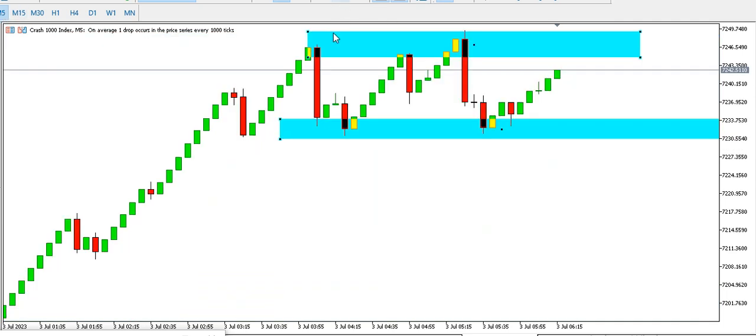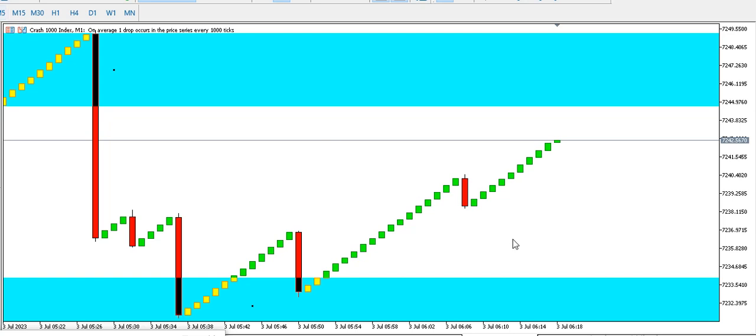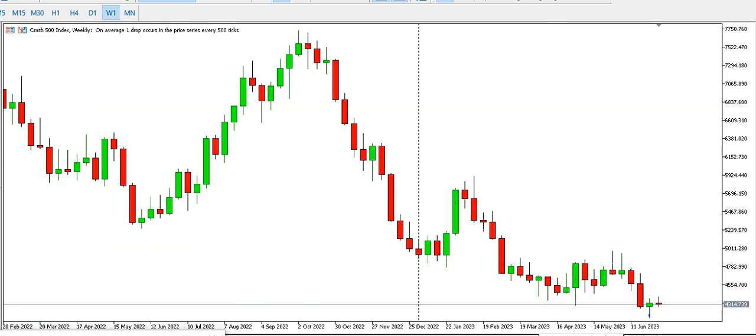On the 5 minutes time frame, Crash 1000 index is ranging, but the buyers or the bulls are favored to continue to dominate this particular index. Let's go to Crash 500 index on the weekly time frame.